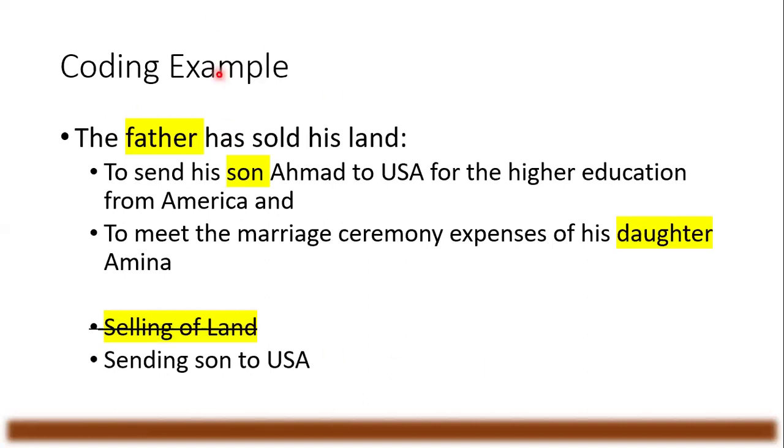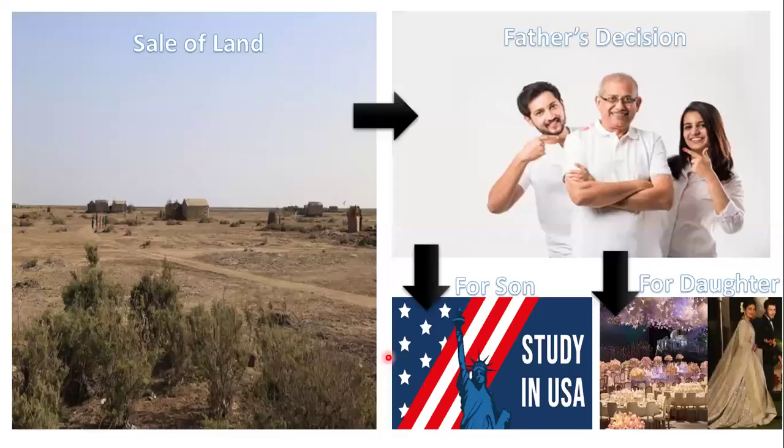Then there is a coding example. The father has sold his land to send his son Ahmed to USA for higher education from America and to meet the marriage ceremony expenses of his daughter Amina. So selling of land has become some code, but sending son to USA is another code.